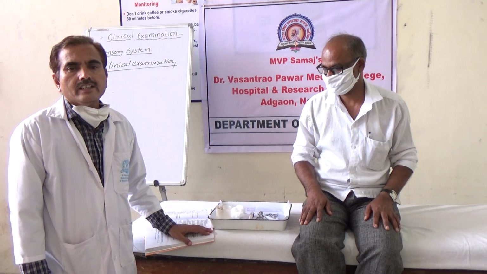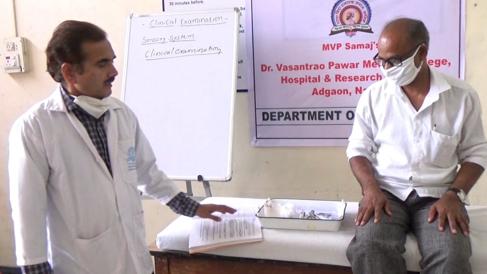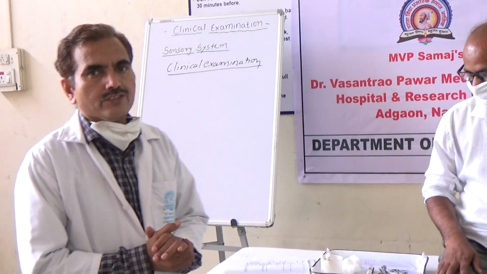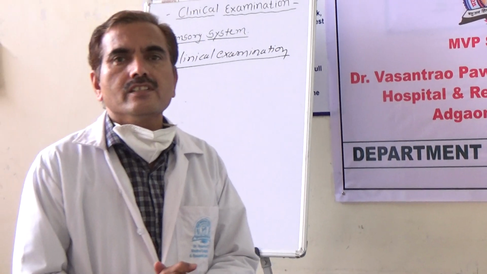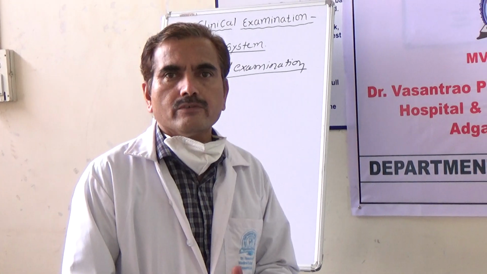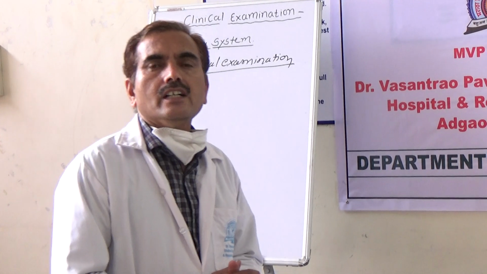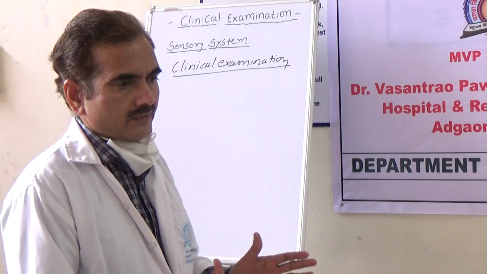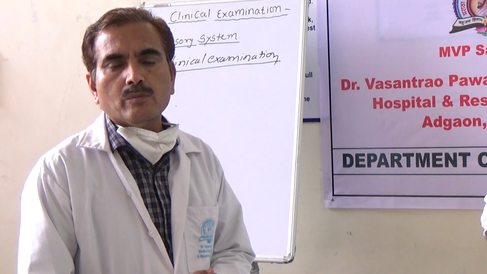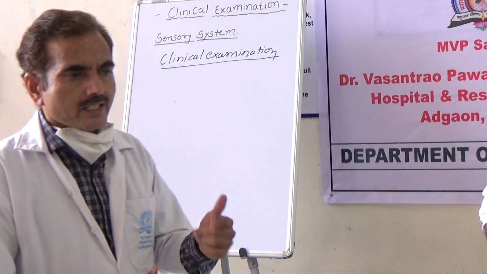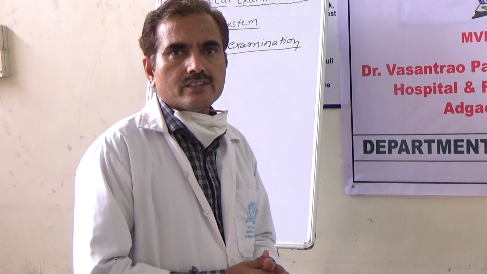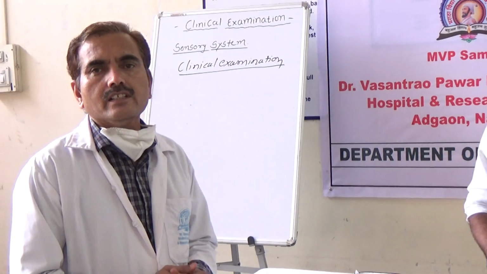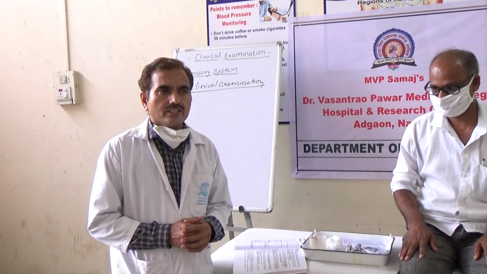So in today's practical of clinical examination of sensory system, we have to assess the different functions of the sensory aspect. It includes sense of touch, sense of pain, sense of temperature, sense of vibration, sense of two-point discrimination, sense of stereognosis, and static and kinetic movement of the body, that is the proprioception. Step by step we will go for these different steps. So first we will see about the touch sensation.